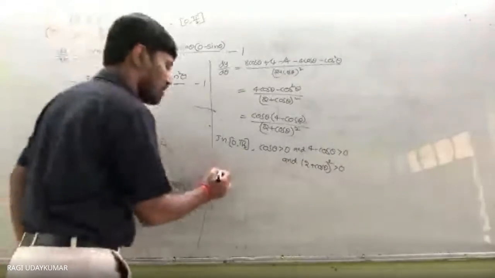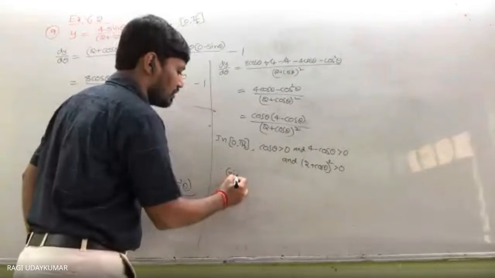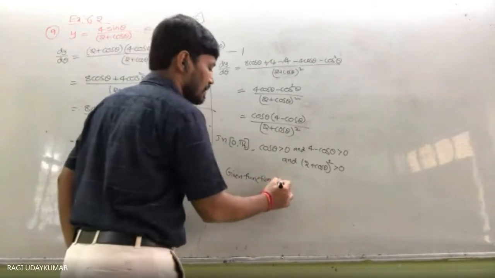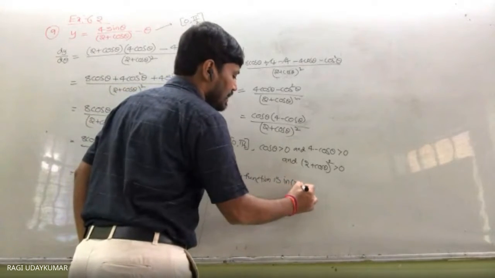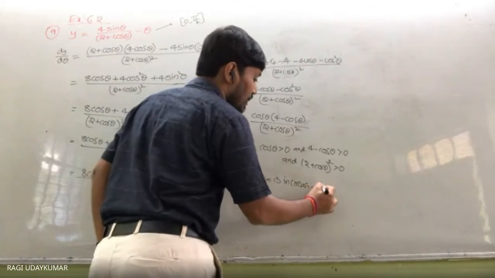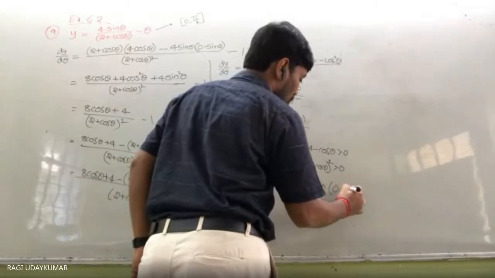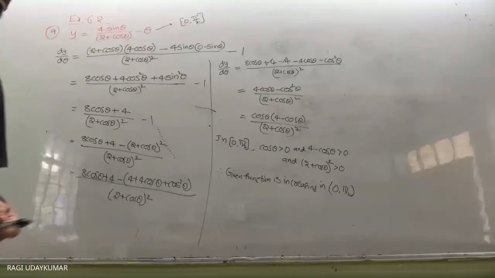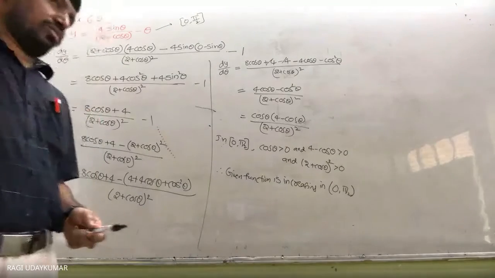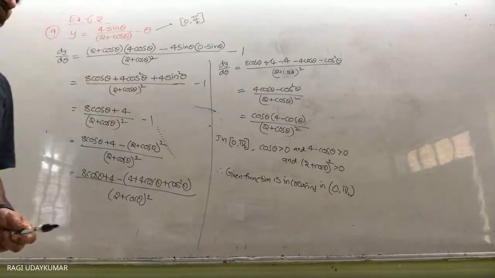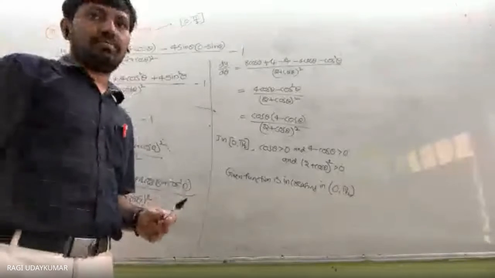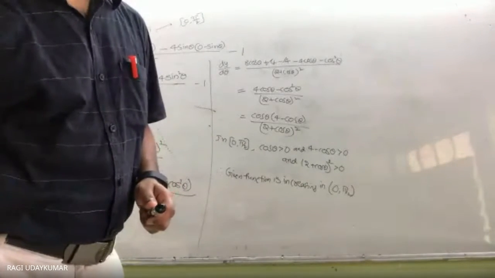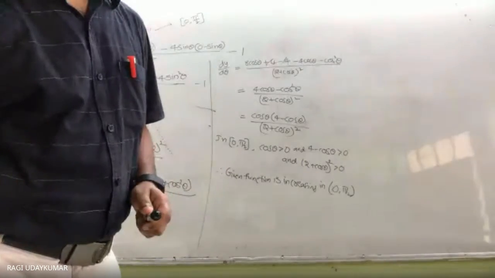So therefore the given function is increasing in open interval 0 to pi by 2. Better you take open interval 0 to pi by 2. Even 0 को close ले सकते हो. You can take it closed for the 0. So this is the way to solve the problem.